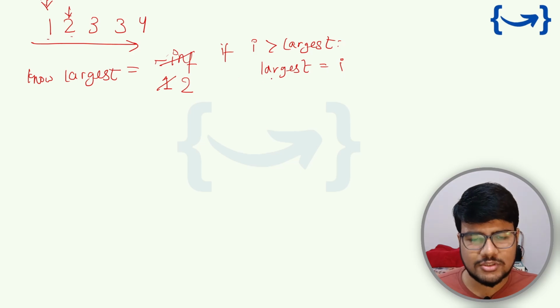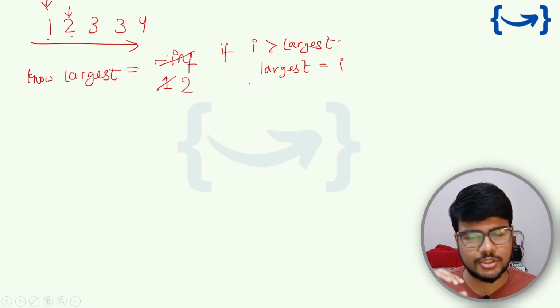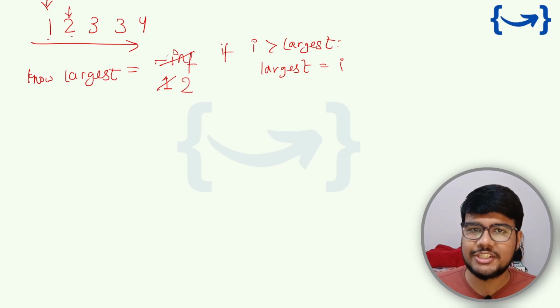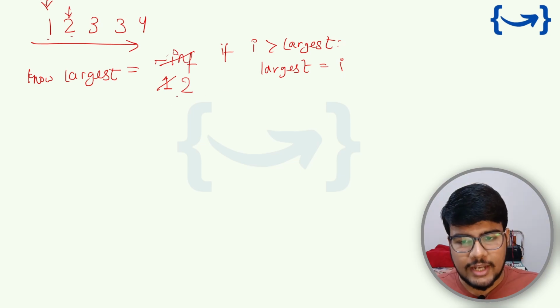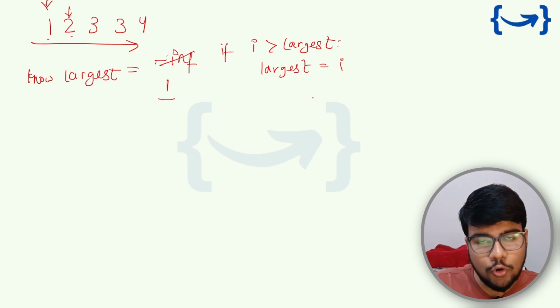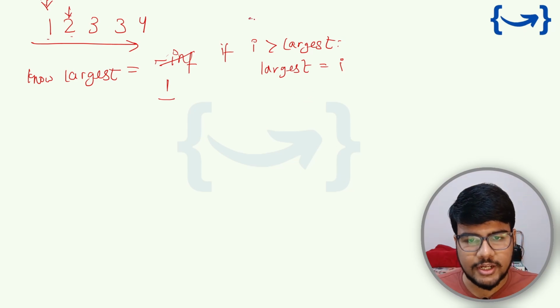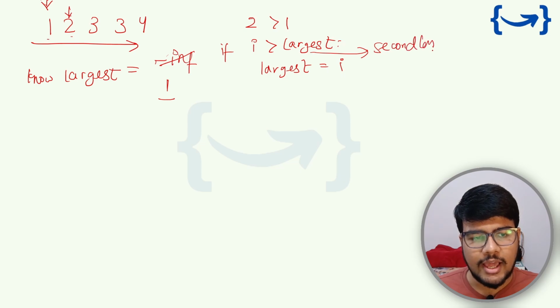The simple trick that I would tell you is, and I know that if you're watching my channel, I have solved this question previously as well in the Accenture coding sheet solution. So largest is equivalent to i. At this point we saw that 2 is greater than 1, and previously the largest value is 1. I will reinitialize my largest element, but before reinitializing I will store the previous largest element as the second largest element.